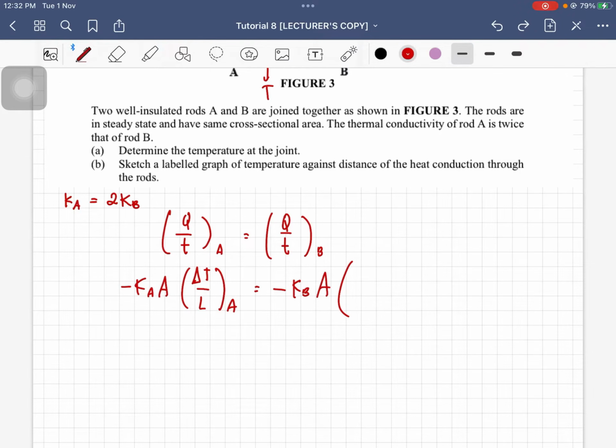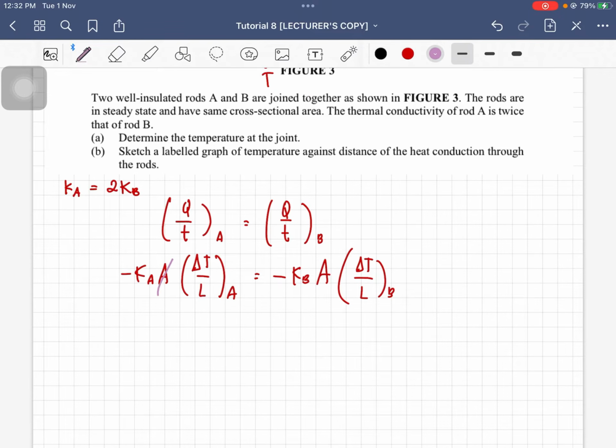So we just write A for both. This is delta T, this is L, this is for rod B. We can cancel A and just substitute the values. This is going to be negative 2K, twice the thermal conductivity of rod B, times the temperature at the joint minus the temperature outside. This is for rod A. This is going to be KB only.